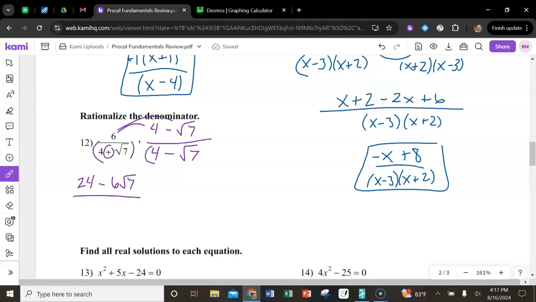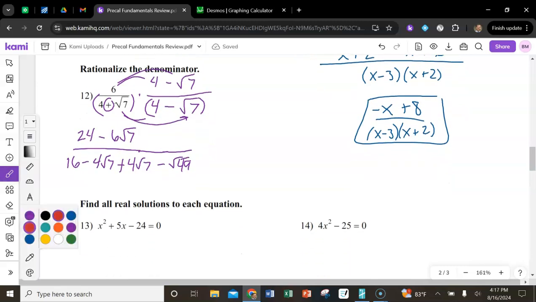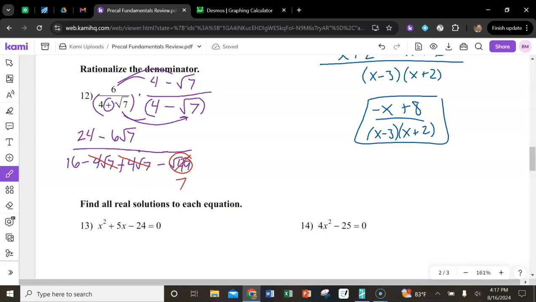On the bottom, we want to FOIL this out. 4 times 4 is 16. 4 times negative root 7 would be negative 4 root 7. Root 7 times 4 would be positive 4 square root of 7. And then square root of 7 times negative square root of 7 would be negative the square root of 49, which is going to turn into just 7 here. When you do conjugates, the reason we do that is because all the square roots on the bottom are going to be gone. The two middle terms cancel each other out. Again, we know the square root of 49 is just 7.